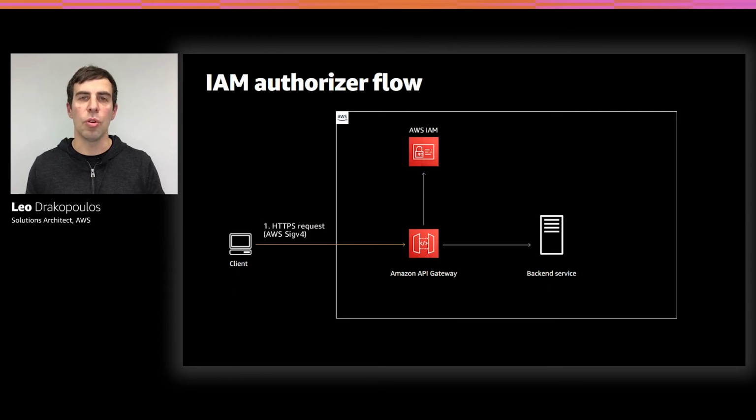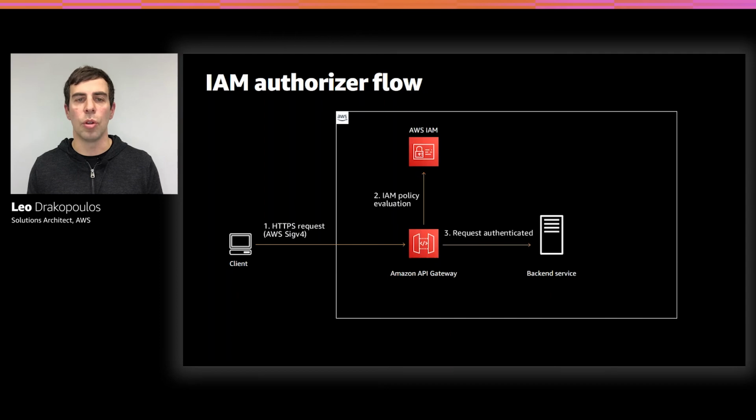The next step, of course, is Amazon API Gateway validating that signature. And what Amazon API Gateway will also do is make an IAM policy evaluation. So those AWS credentials have an IAM policy attached, and Amazon API Gateway will check if that IAM policy allows for an HTTP API endpoint to be invoked. If that's the case, then this request will be authenticated and the backend service will be invoked.